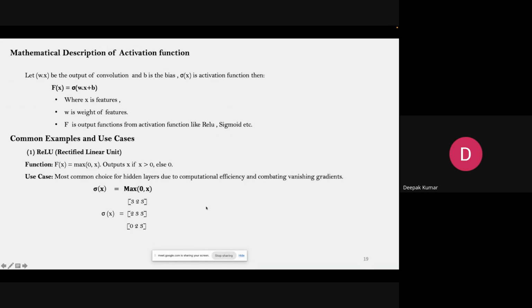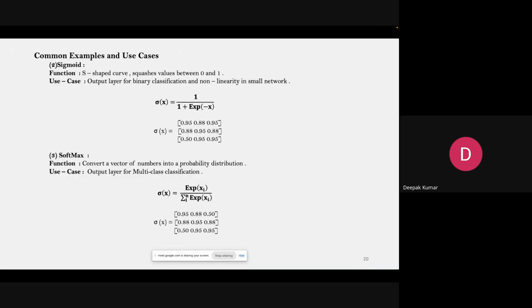The advantage of this is that it's simple mathematically. If we look at all the operations till now, convolution is also very simple, just point-wise multiplication and addition. And as you can see, this is also a very simple operation. If some value is negative, make it 0, otherwise it remains the same, correct?